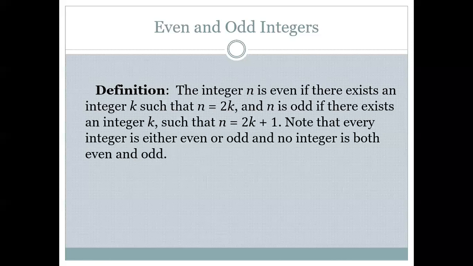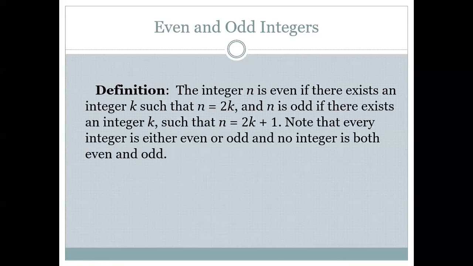Note that every integer is either even or odd, and no integer is both even and odd. Okay? We'd be in big trouble if there was something that was both even and odd. Well, 0 is actually even. By this definition, evenness means it's 2 times some other integer. Now, 0 is equal to 2 times 0. Therefore, 0 is even, by definition. Make sense?